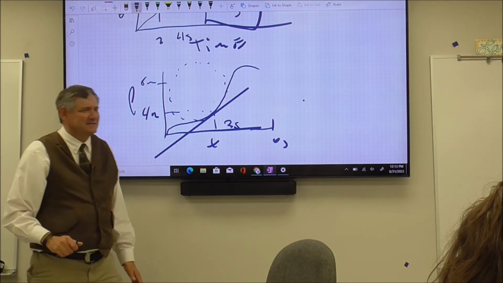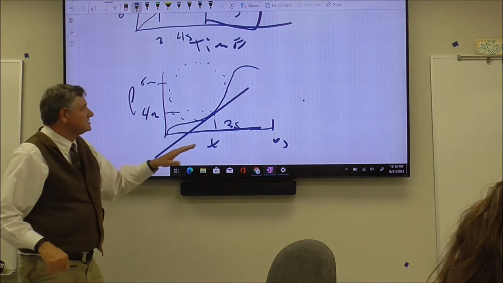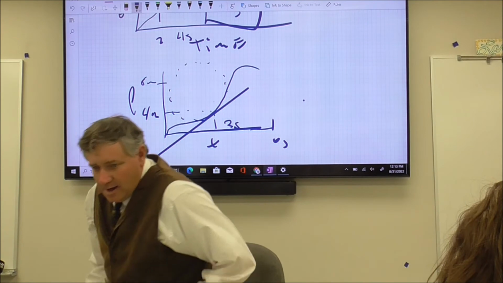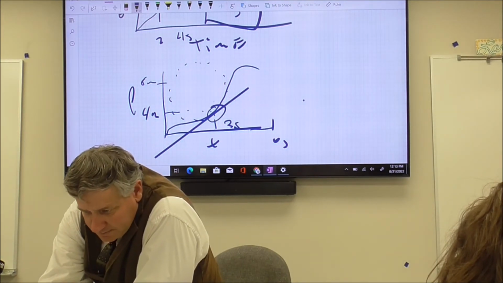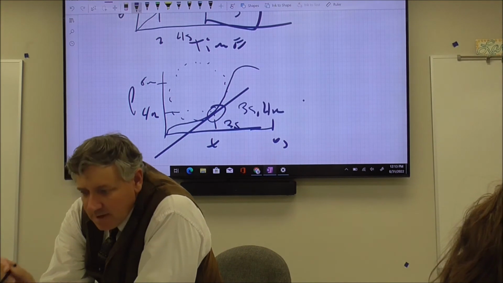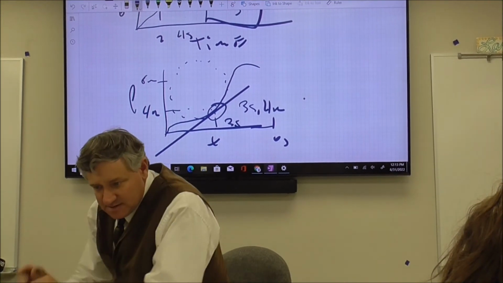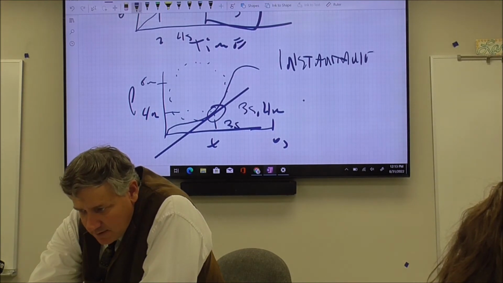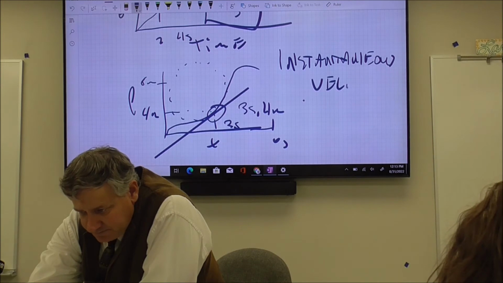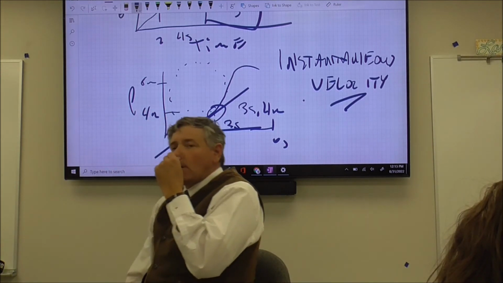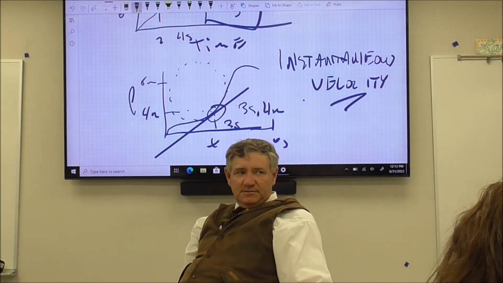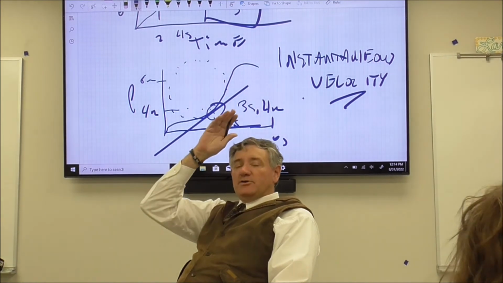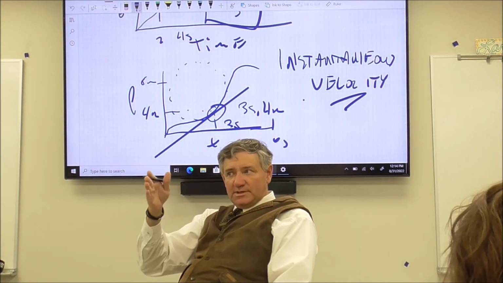So, this is 3 seconds and 4 meters. I know that point. But what we're searching for is what's known as instantaneous velocity. The only time you draw tangent lines is when you have accelerated motion, which means you have a curved line, and you're trying to find the velocity at a particular point in time.